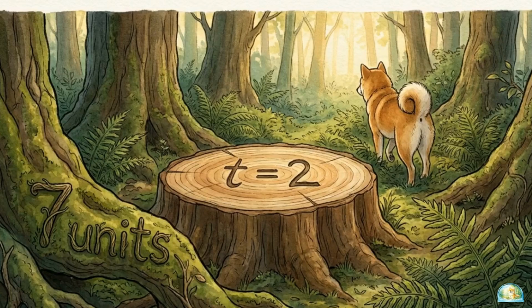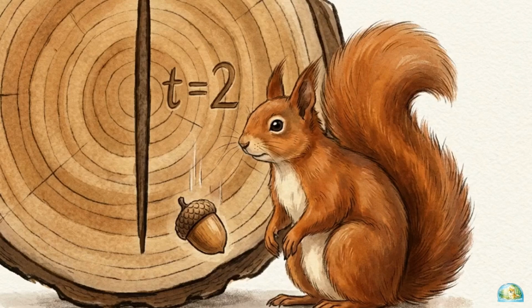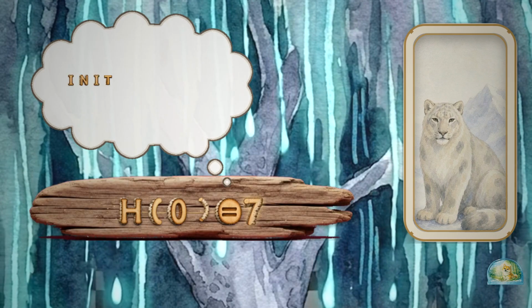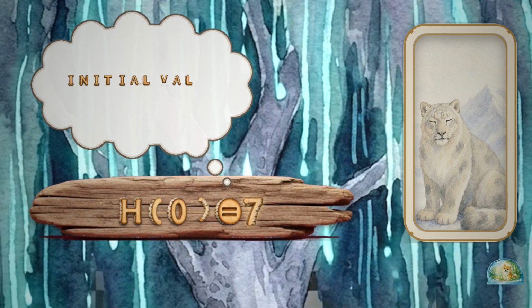Look at the markers in the hollow. Which specific mark proves the mathematical relationship, and how does the animal's action make that math true? At time 0, the height model equals 7, so 7 is the initial height.